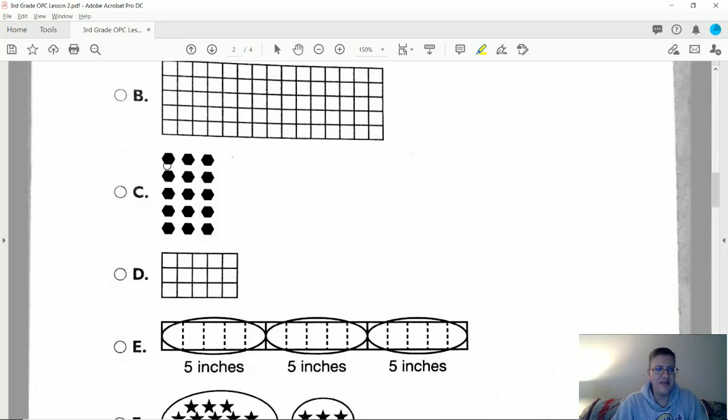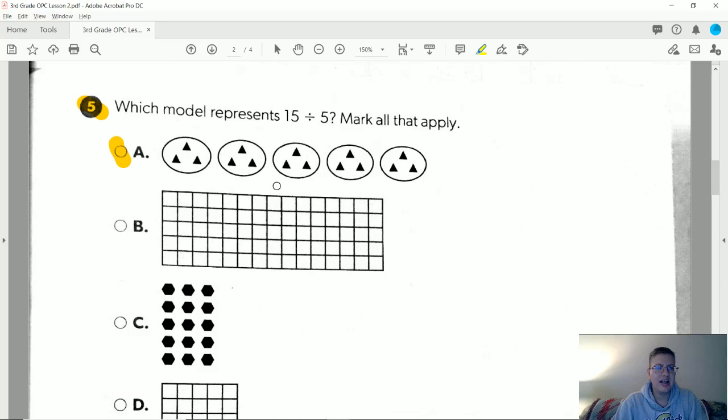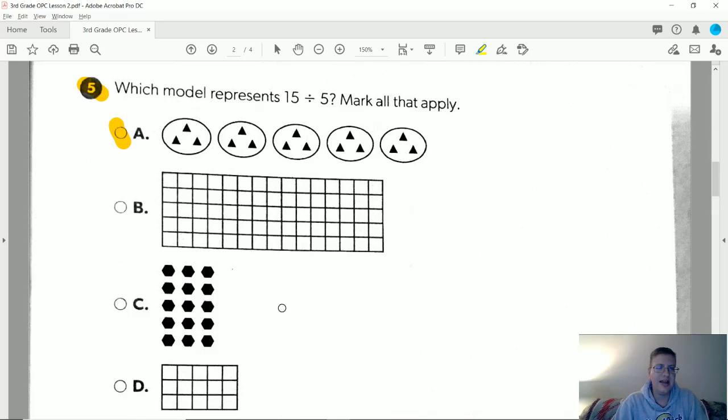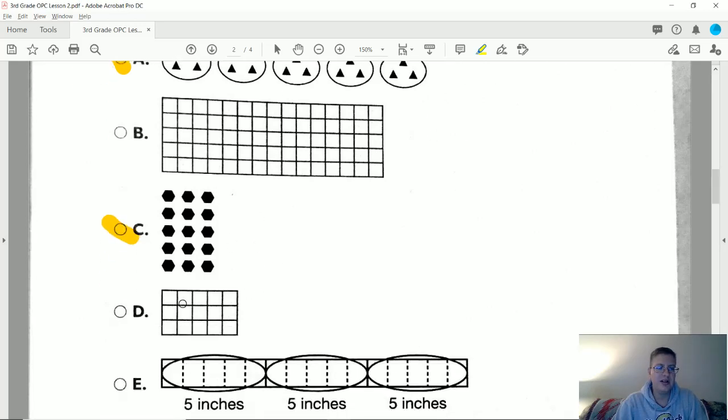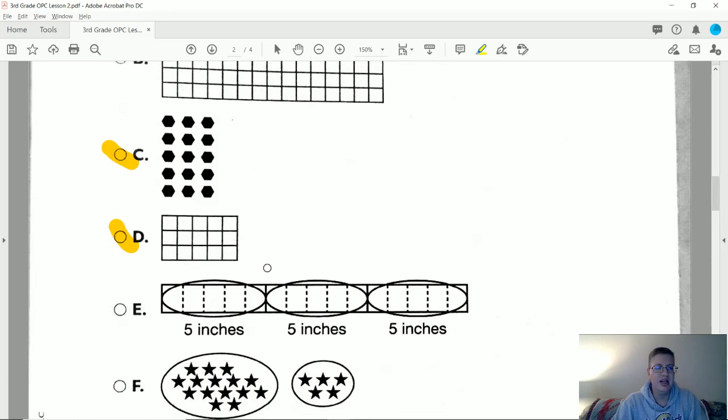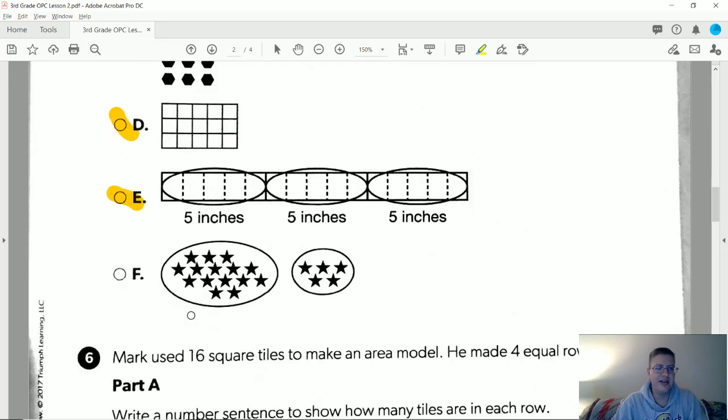Letter C, I have 5 rows of 3, kind of matching this, but in an array, so that one will work. Letter D, I have an area model with 3 rows of 5. That gives me 15 objects. That will also work. Letter E, I have 3 groups of 5, and that would give us 15. And the last one, I have 2 uneven groups.